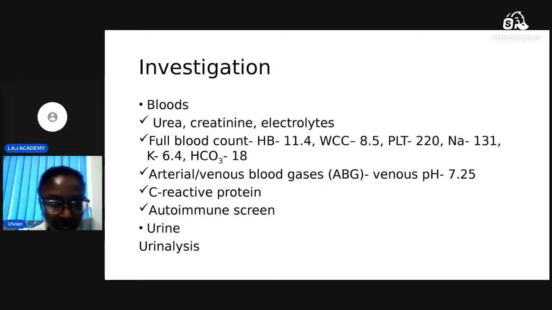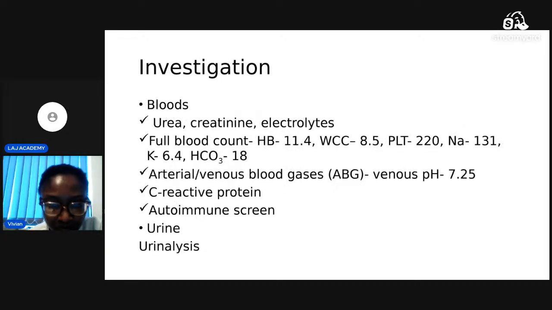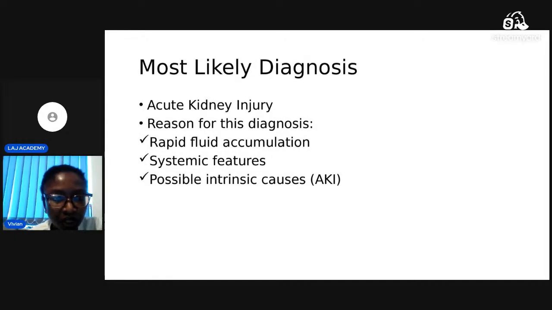Sorry, the C-reactive protein. I didn't write it here, but the C-reactive protein in her results was 220. These other tests are the ones that would ordinarily be done: autoimmune screen, urinalysis. Now, with the presentation and these results, her most likely diagnosis is acute kidney injury.